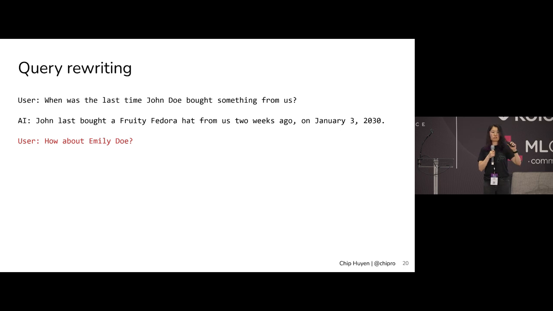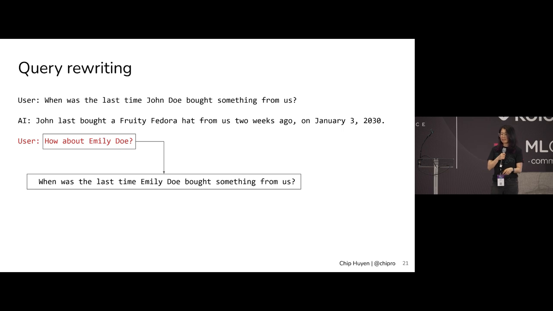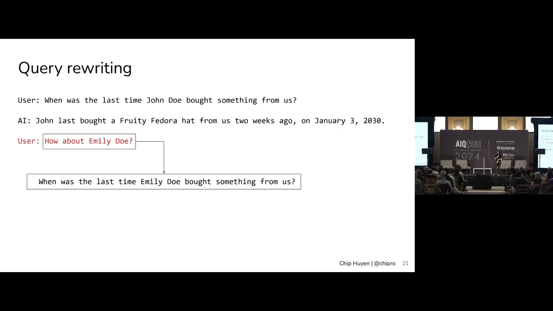If you try to retrieve documents using "how about Emily Doe," you get something very irrelevant. So you would try to rewrite the query into something like this: when was the last time Emily Doe bought something from us? There are different ways to do query rewriting, but usually AI is pretty good at that. You can ask another model, given all this context, to rewrite the question so that it's easier to say what users are actually asking.